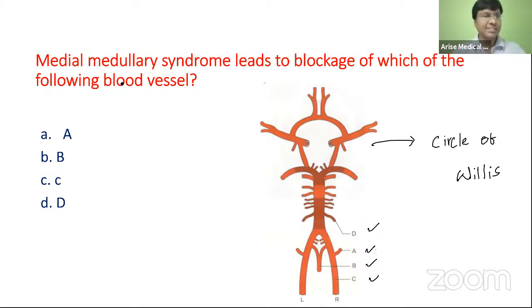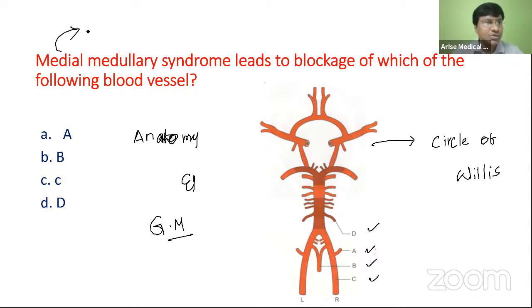So, this is a question integrating anatomy and general medicine. So please answer this. First of all, you people tell me, medial medullary syndrome is caused by blockade of which particular vessel?